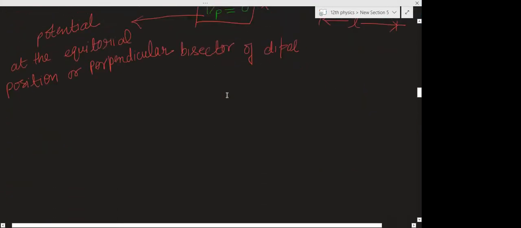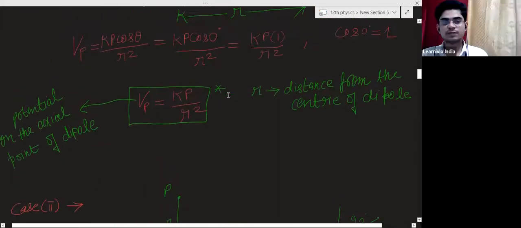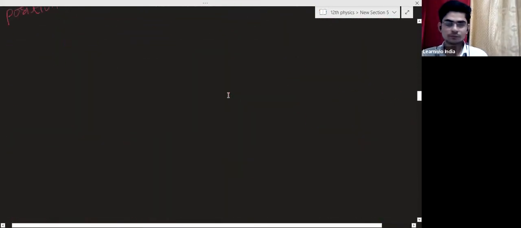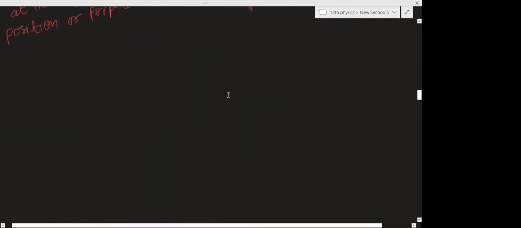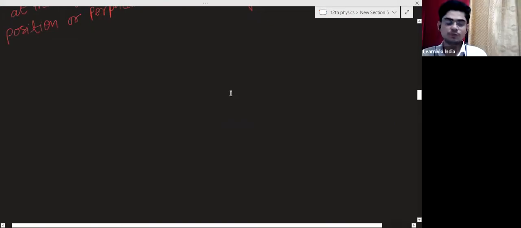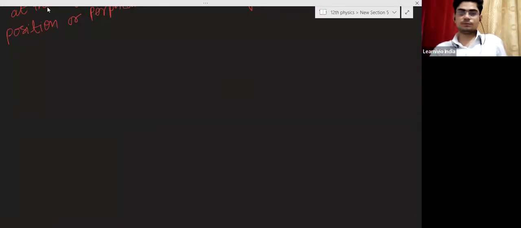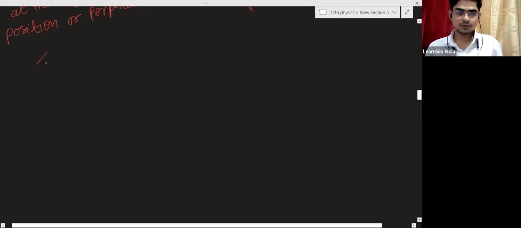Yes. So have you noted down these two cases also? Yes. Very good, very good. Now we will move towards a question. Before the question, we should remember the formulas.